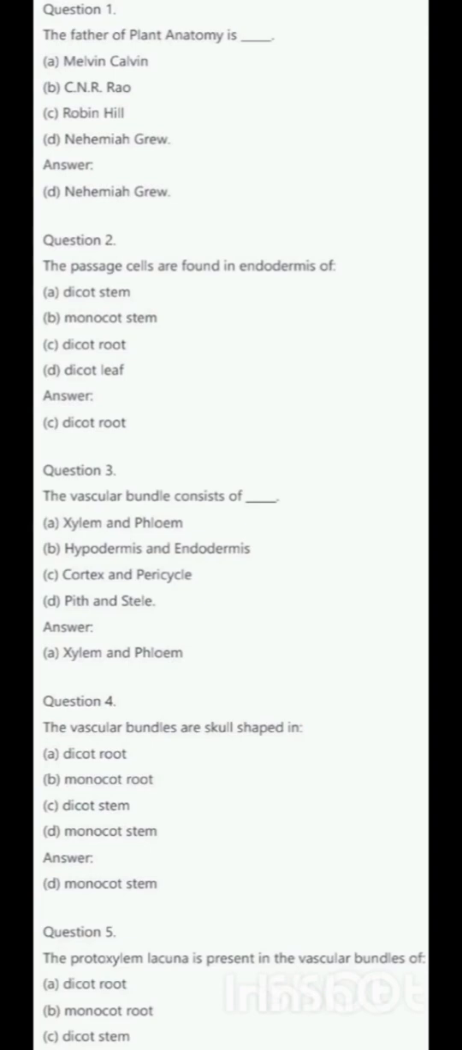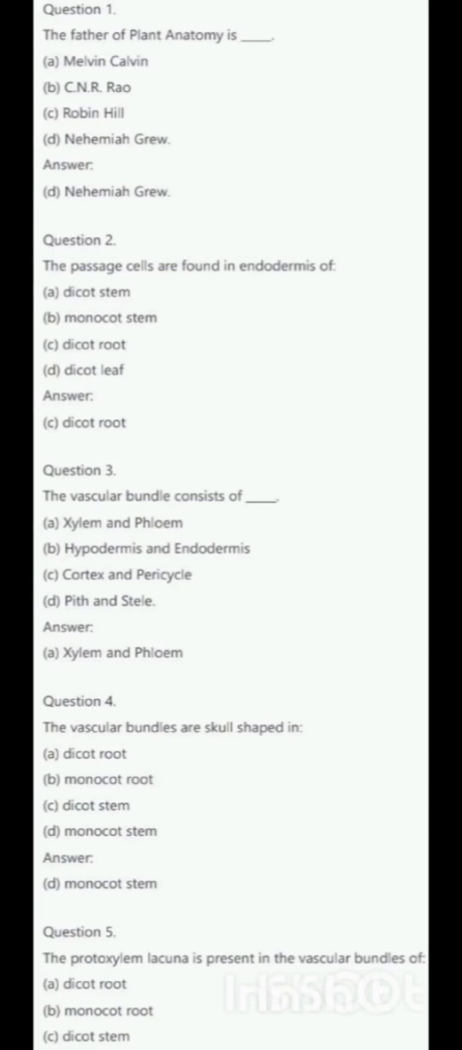Question 4. The vascular bundles are skull-shaped in A. Dicot root, B. Monocot root, C. Dicot stem, D. Monocot stem. Answer: D. Monocot stem.